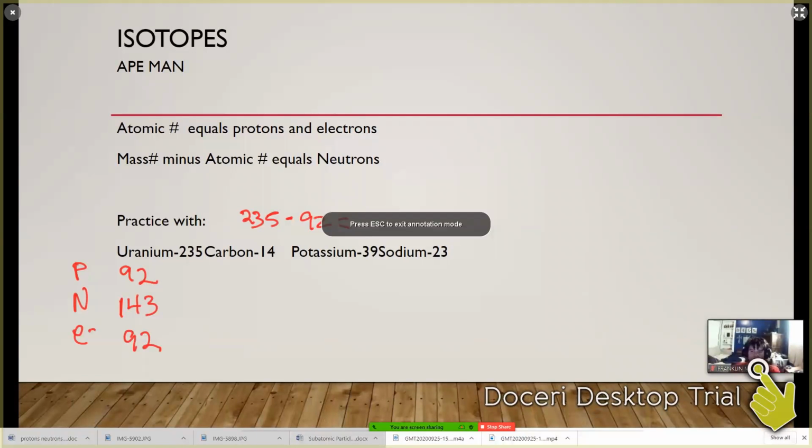All right, I'm going to pause for a minute and let y'all try those other 3, carbon 14, potassium 39, and sodium 23. And like I said, you'll need your periodic table for this, which is down in references.